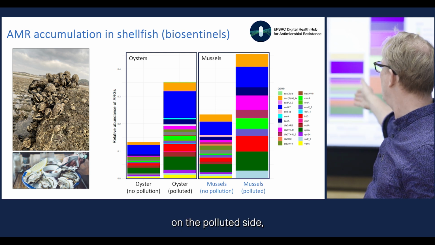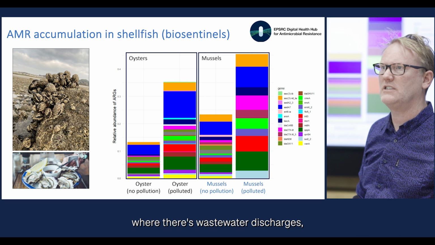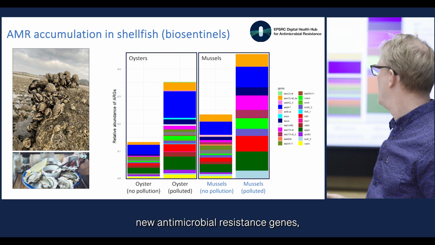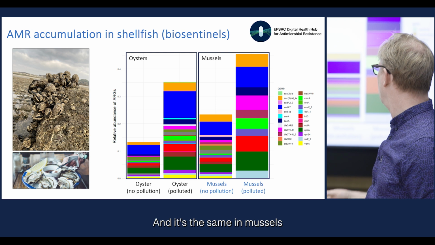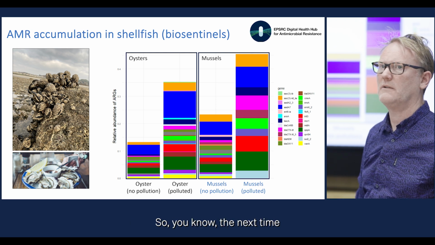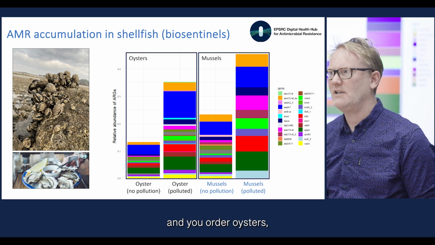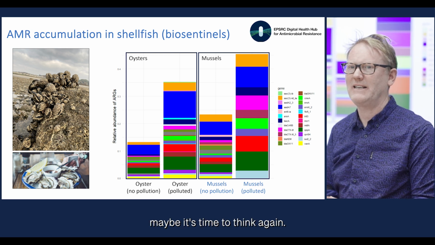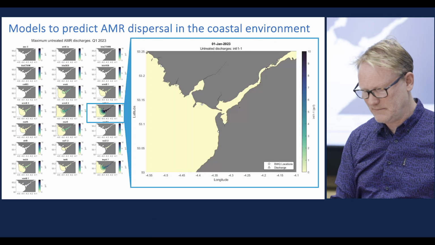And then on the polluted side, we can see that if you put it in polluted water where there's wastewater discharges, it accumulates new antimicrobial resistance genes and more of them. And it's the same in mussels in not polluted water or polluted water. So the next time that you go to the fishmongers and you order oysters, maybe it's time to think again. Or maybe it's time to solve the sewage crisis, either way.